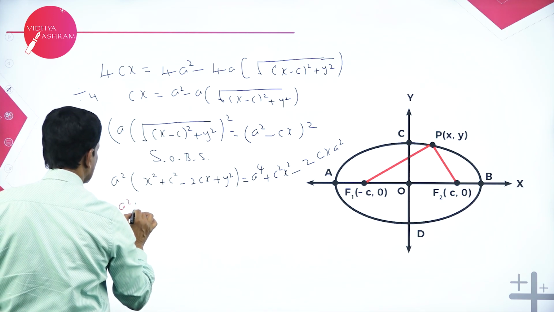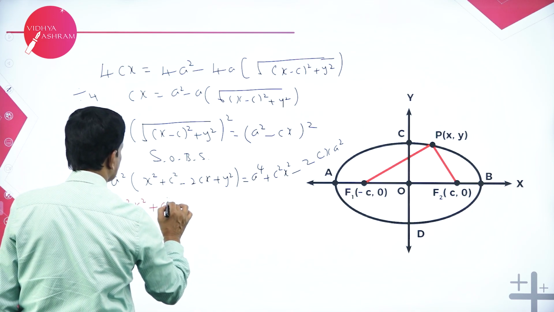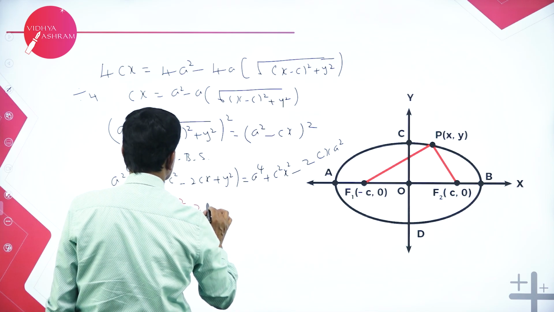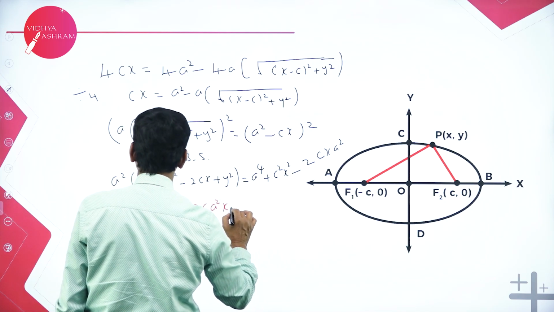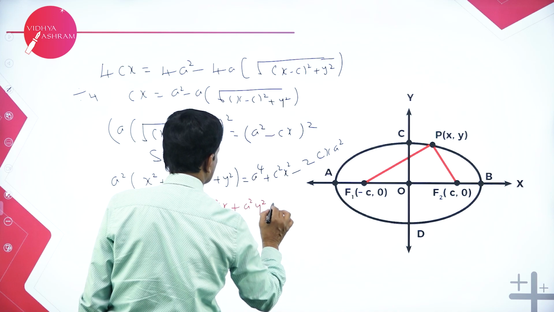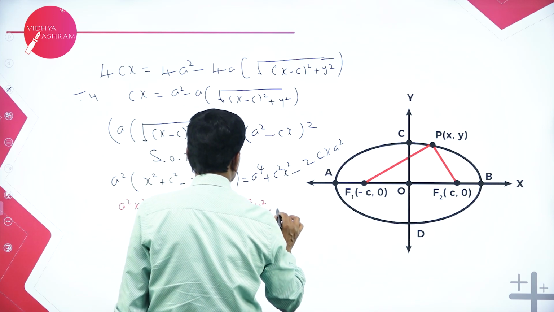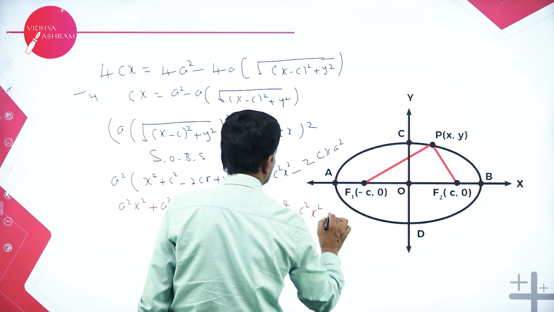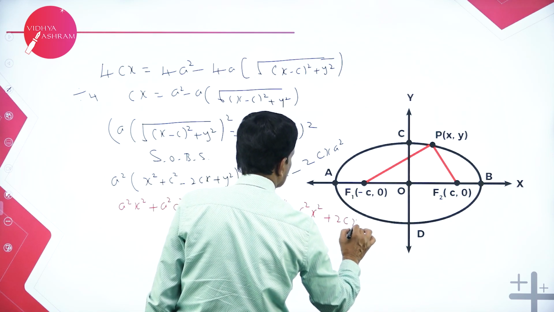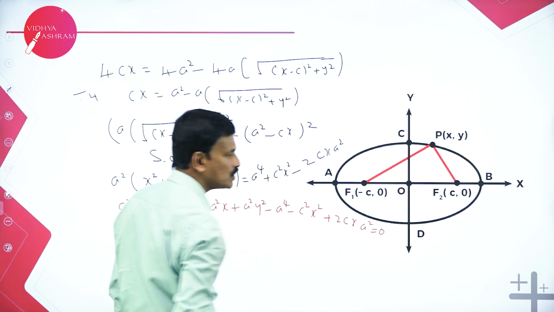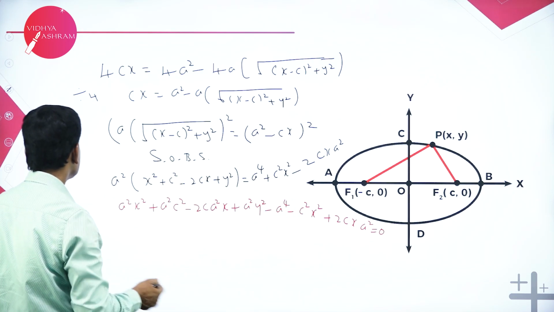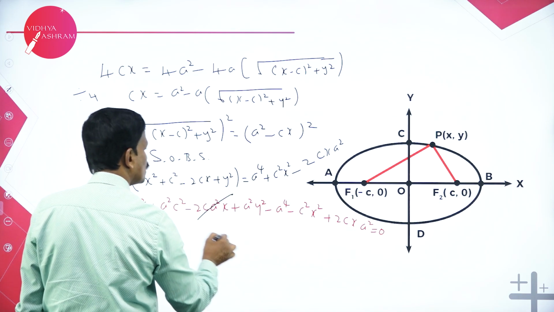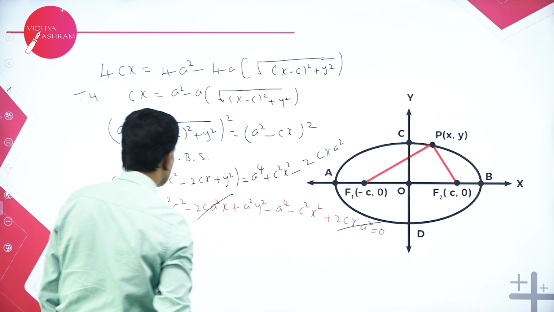So a square x square plus a square c square minus 2c a square into x plus a square y square. Transfer this to the left hand side: minus a to the power of 4 minus c square x square plus 2cx a square is equal to 0. Now cancel the terms which get cancelled. Minus 2cx a square plus 2cx a square gets cancelled.